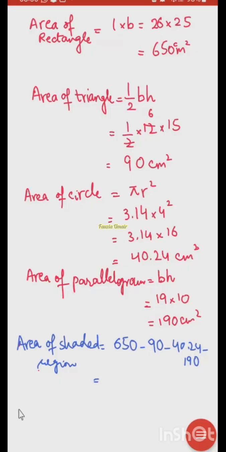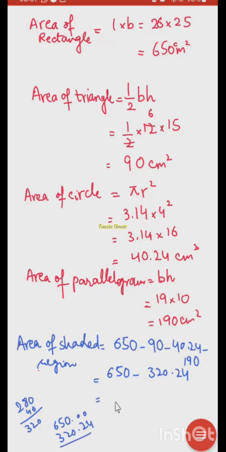190 plus 90 is 280. So 280, if you add 40, this would be 320. So 650, we need to subtract 320.24. So now how to subtract this? 650 will come on the top because the point is at the end. So now we will write down 320.24. So 329.76 centimeter square, right? This is the area of shaded region.